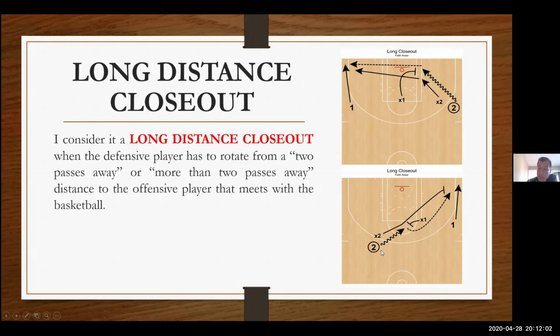In this situation, same thing, drive and kick situation happening. Number two, offensive player is dribbling all the way. So in this scenario, X2 is not able to contain the ball, so needs X1's help, and X2 is recovering to the new offensive player that meets with the ball at the corner. So again, the distance-wise is 2 passes away or more than 2 passes away. That's what I mean by long distance closeout. So we are looking for some kind of a long defensive rotation.